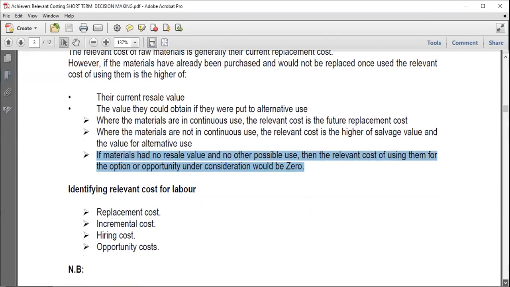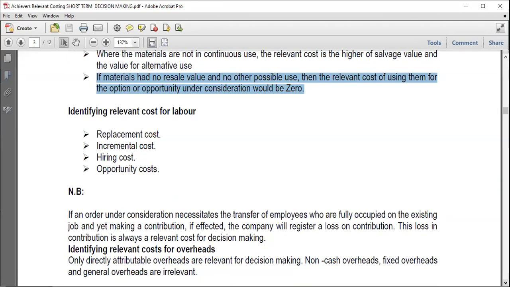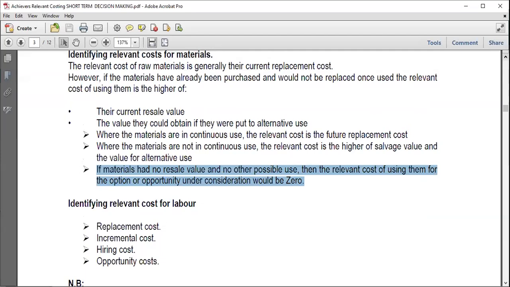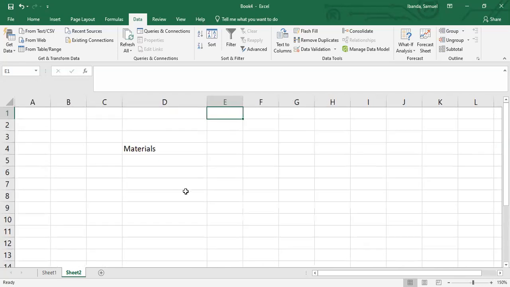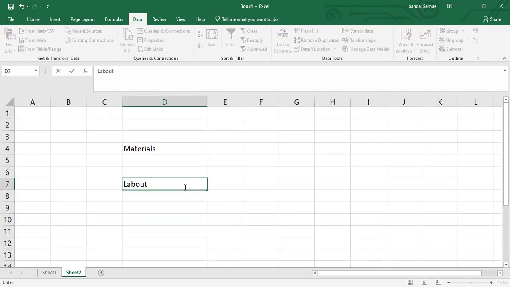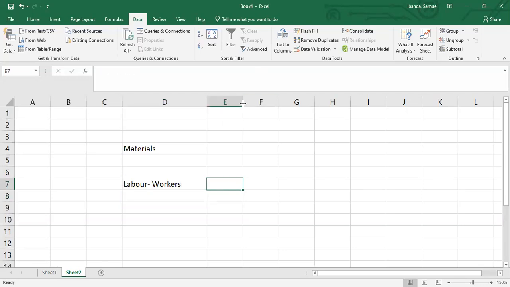Now, that is materials, but I want to give you a scenario for labor. So we've tried to understand how materials work. Now I want to give you a scenario for labor. Labor, these are your workers who are going to deliver the contract.